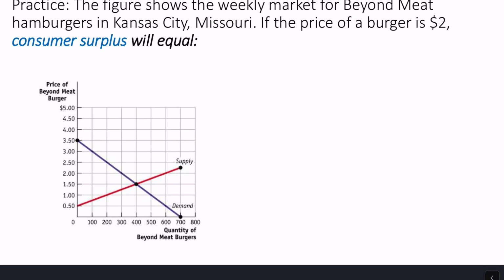Okay, practice. This is how a question might look to you on an exam. I have a supply and demand for Beyond Meat burgers. We have quantity on the x-axis, price on the y-axis. The price of a burger is $2. The consumer surplus will equal what? So I'm looking for a number here. The price here is $2. Here's our price line. And if the price is $2, then consumers will purchase 300 units.